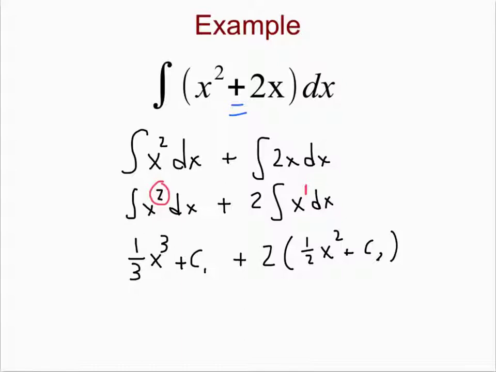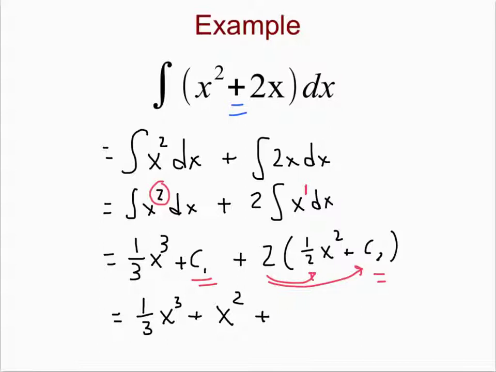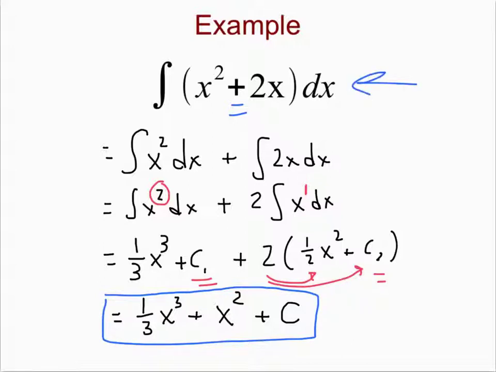And what we'll do is we'll distribute this 2, right? And we'll put all the constants together in one big C. So this whole antiderivative, I should put some equal signs here, is 1/3 x cubed plus 2 times 1/2 is 1, so this is just going to be x squared. And then I've got my c1 plus my 2c2, and that's going to be some other constant, so we'll just call it a big C. So our solution here for the value of this integral is 1/3 x cubed plus x squared plus c.